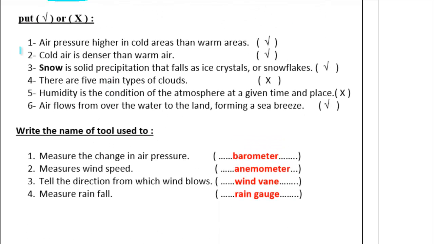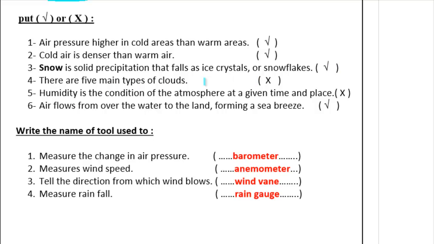After that, true and false. Number 1, air pressure is higher in cold areas than warm areas. Yes, this is true. Cold air is denser than warm air. Snow is solid precipitation that falls as ice crystals or snowflakes. Yeah, true. There are 5 main types of clouds.